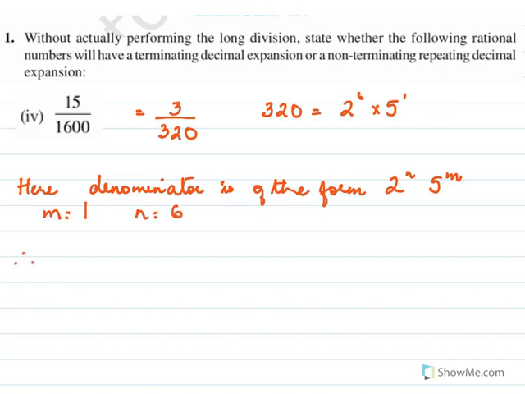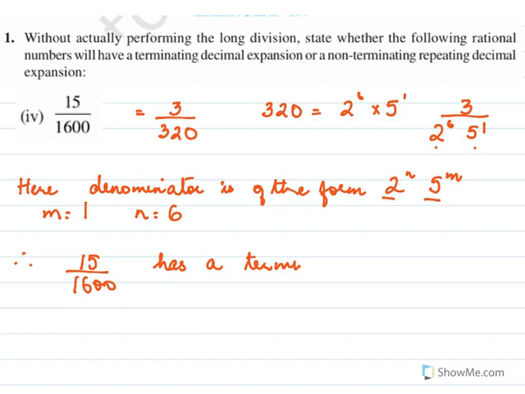So the factors are only 2 and 5, right? No other factors other than 2 and 5, because it is 3 over 2 raised to 6, 5 raised to 1. So factors if you see are 2 and 5. Therefore 15 over 1600 has a terminating decimal expansion.